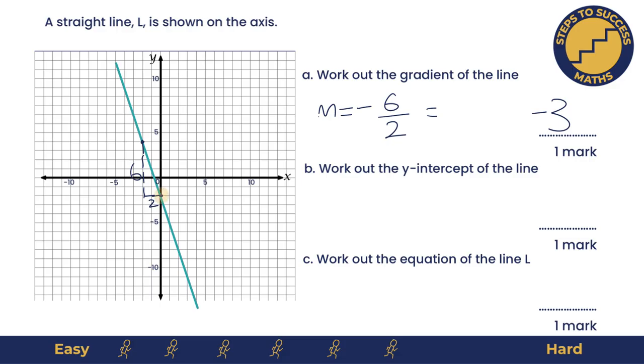The y-intercept is at negative 2. That's where it crosses the y-axis. And the equation of the line is y equals mx plus c. y equals negative 3x minus 2.